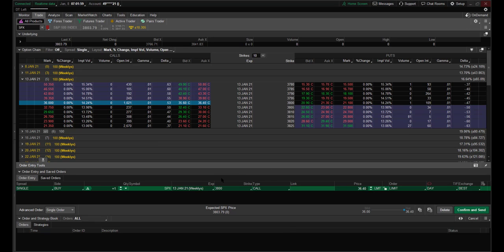So if I bought the 3,800 for 36.40 and we moved $5, I could sell it for a profit of $39. So I bought it for 36, sold it for 39. I would make a profit there. So when we buy options, we want the stock to go up. If we sell options, we want the market to stay underneath us on the call side. All right, so that's just a short, quick recap.